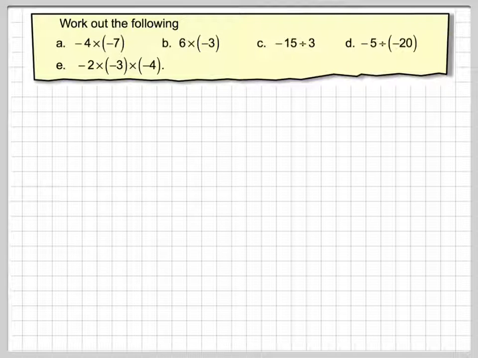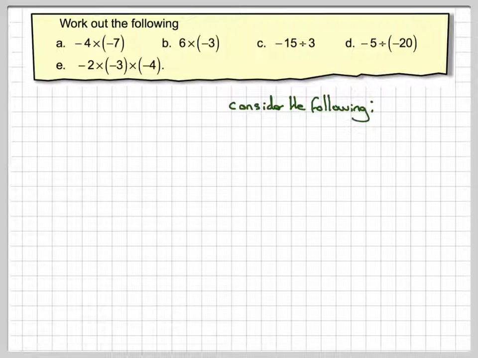Right, in this video we're going to look at the multiplication and division of negative numbers. So work out -4 times -7, 6 times -3, -15 divided by 3, -5 divided by -20, and then -2 times -3 times -4. So consider the following pattern.